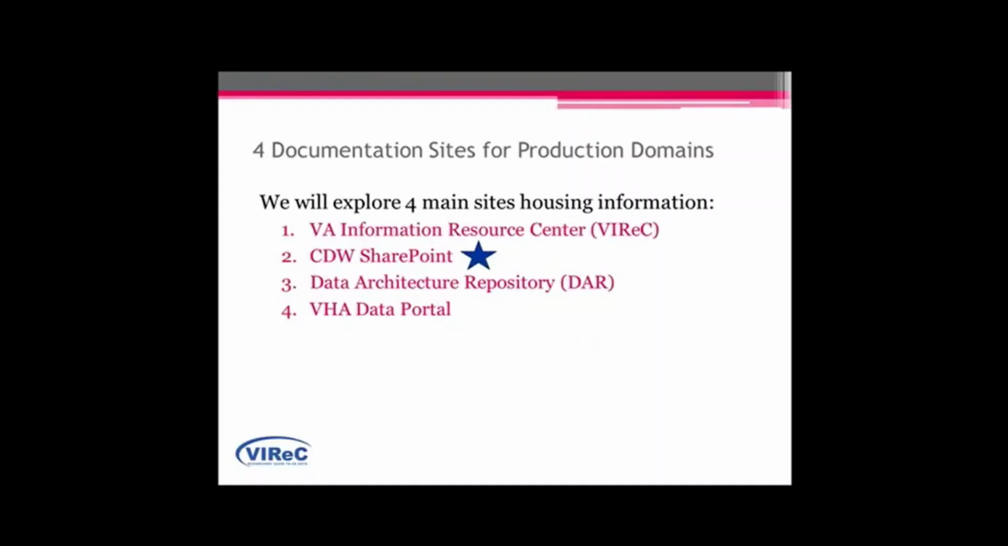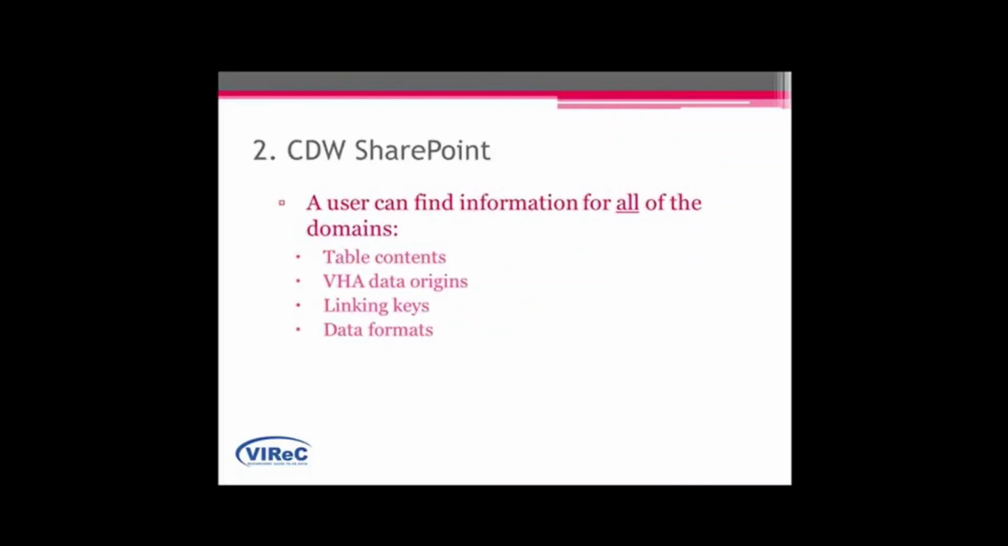So let's move on to the second source of documentation that we'll discuss today for production domains specifically, and that's the CDW SharePoint site. Here on the CDW SharePoint site, a user can find information for all of the domains. And every single one that they have so far will have its table contents, data origins, linking keys, the format that the data are stored in, and more.